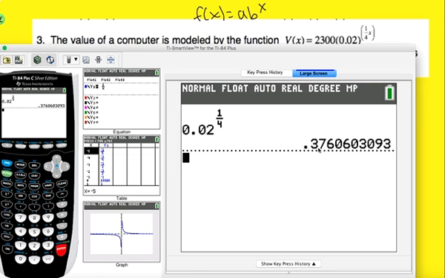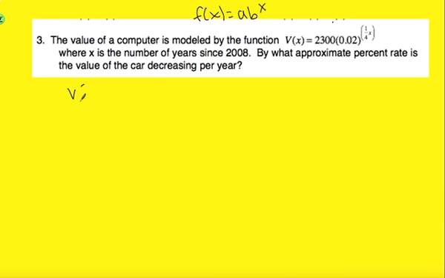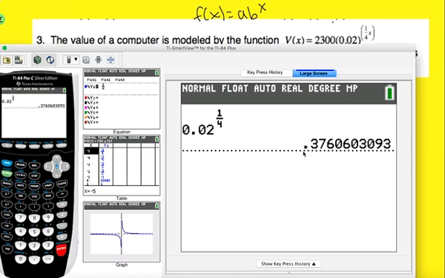So if I'm going to round 2 places after the decimal, I need to look at the 3rd number. The third number is going to tell me what happens to the second number. So when I look at the third number, I see that it's 6. And if it's ever 5 or bigger, it's going to bump up the second number. So that means that my 7 is going to bump up to an 8. So now I can rewrite my f of x to be 2300 times, and I'm going to replace this 0.02 to the 1/4 with 0.38.